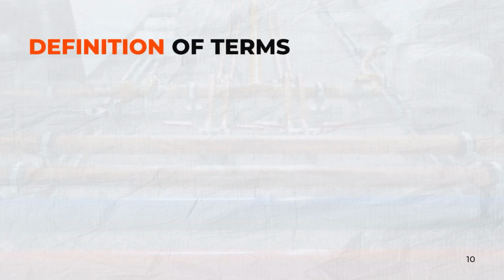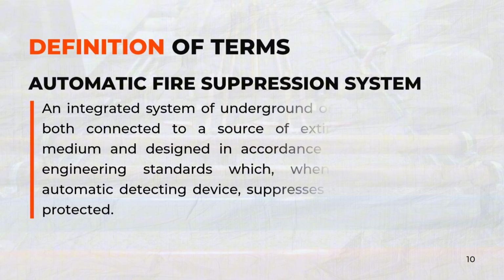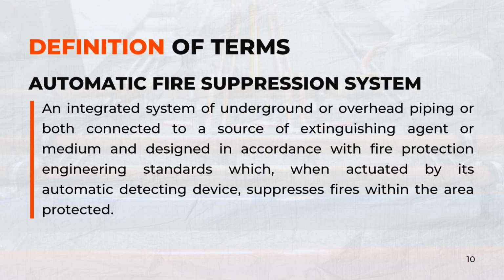Definition of terms: automatic fire suppression system. An integrated system of underground or overhead piping, or both, connected to a source of extinguishing agent or medium, and designed in accordance with fire protection engineering standards, which, when actuated by its automatic detecting device, suppresses fires within the area protected.